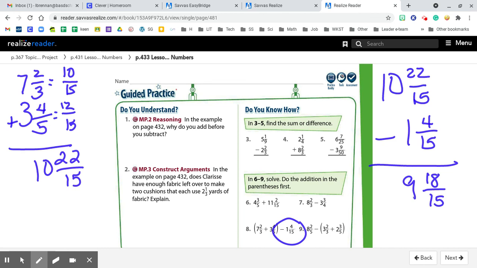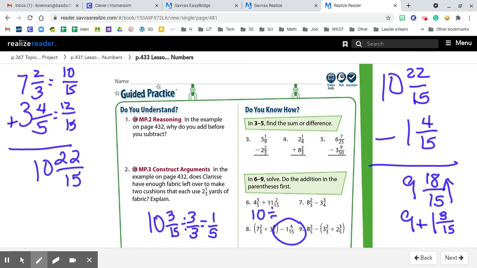So 15 goes into 18. Remember, trying to turn that into a mixed number and not an improper fraction. So 15 goes into 18 once. And I have 3 little guys left over. So my answer is going to be 9 plus 1 and 3/15, which will be a total of 10 and 3/15. And 3/15, if you feel like being middle school, you can show that in lowest terms. So my final answer would be 10 and 1/5.